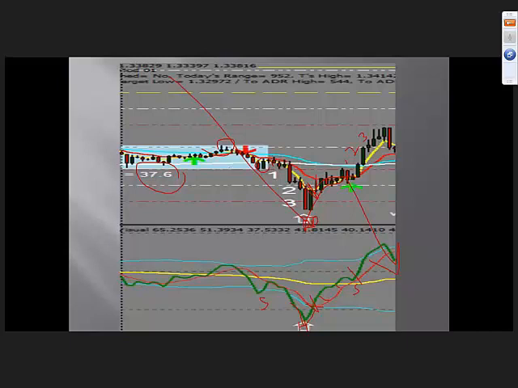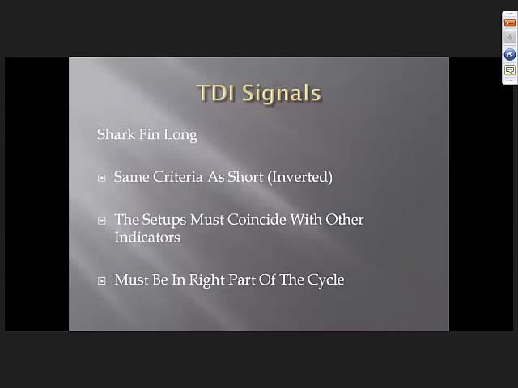Yes, it is cool. They're in there, man. Okay, shark fin long. Same criteria as short, inverted. The setup must coincide with the other stuff, man. The TDI is a confirmation of the pattern, not the other way about, okay? It's got to be in the right part of the market cycle. If you get a shark fin at 2 in the afternoon, it may or may not pay out. Don't chase it. If you get a shark fin at 3:30 in the morning, that's solid gold, my friends. That will pay out.